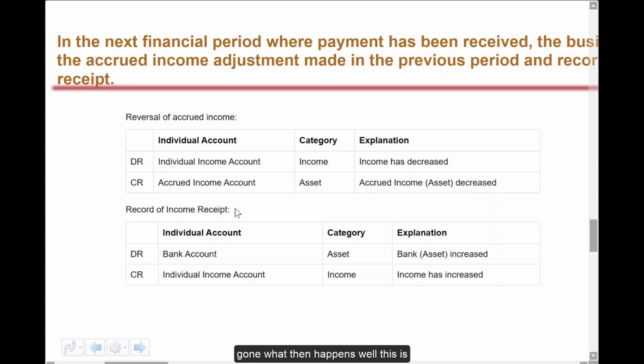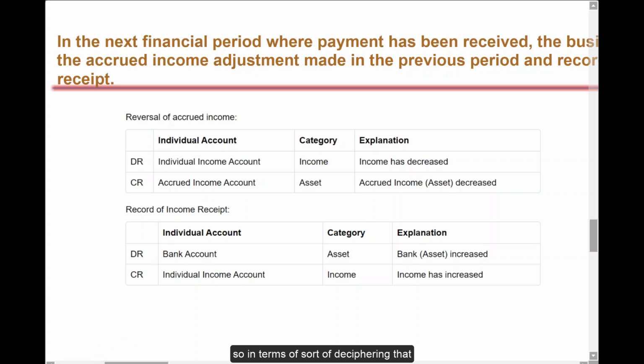What then happens? Well, this is going to happen, and we knew it was going to happen. Here comes the income. What do we do? Well, the income is coming into the bank account. We debit bank to increase bank. And we credit, again, the individual income account, the income account. So here you'll see that these will offset against each other. So in effect, the net effect will be 0.